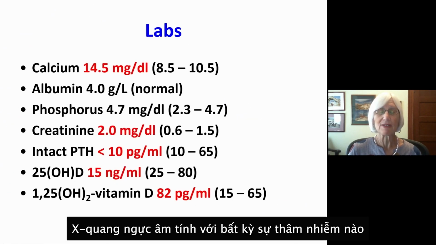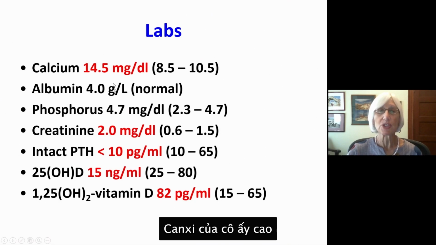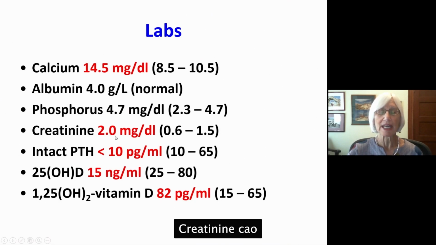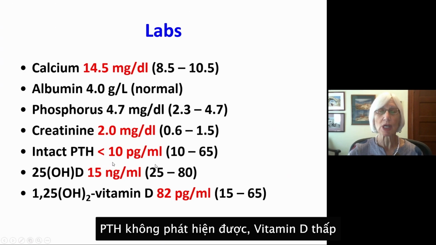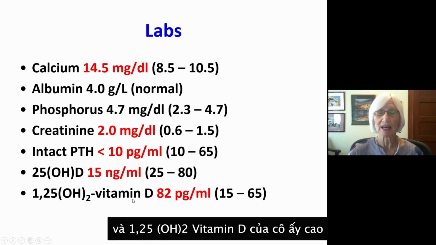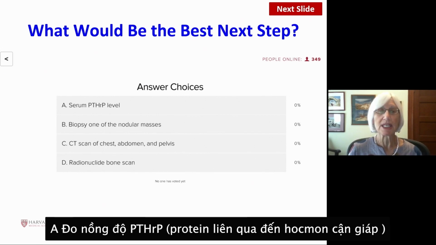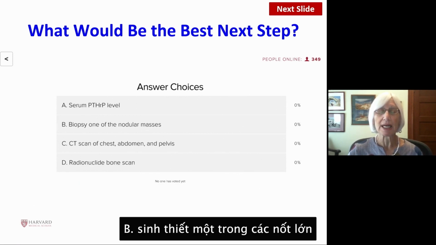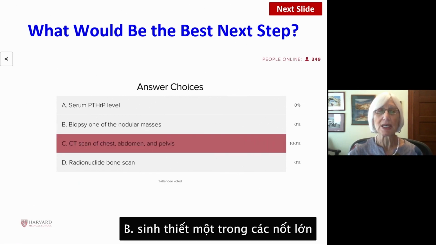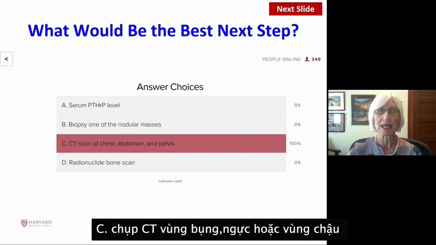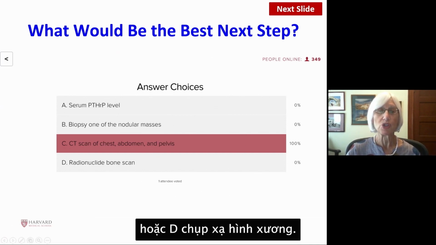Chest x-ray is negative for any infiltrates. Her calcium is high, her creatinine is high, PTH undetectable, vitamin D is low, and her 1,25 dihydroxy vitamin D is high. So what would be the best next step for this patient? Would you A, measure PTHrP, B, biopsy one of the nodular masses, C, do a CT scan of her chest, abdomen, or pelvis, or D, a radionuclide bone scan?